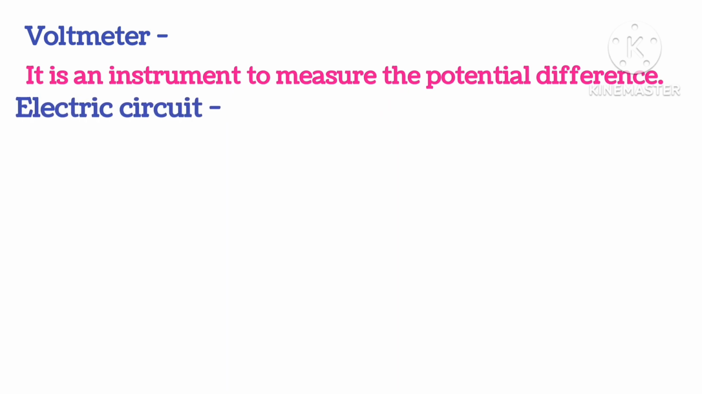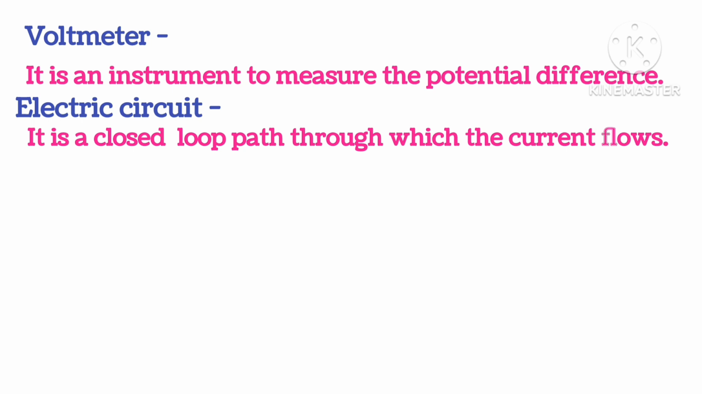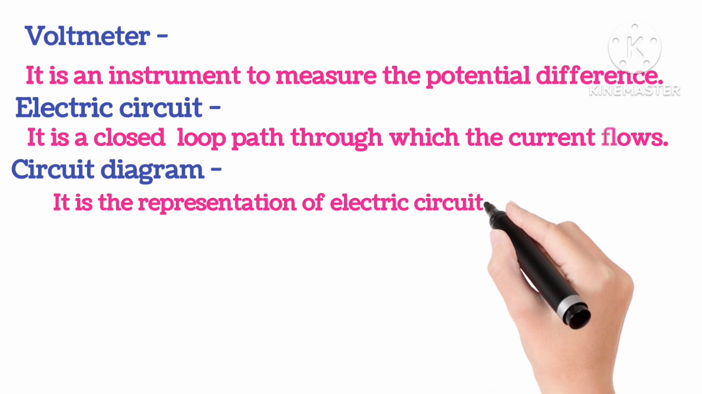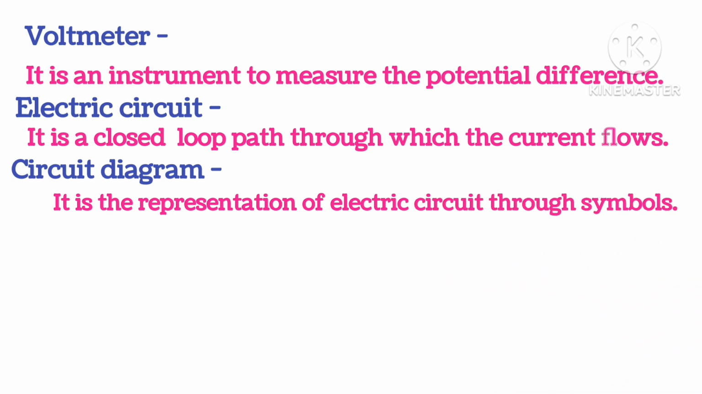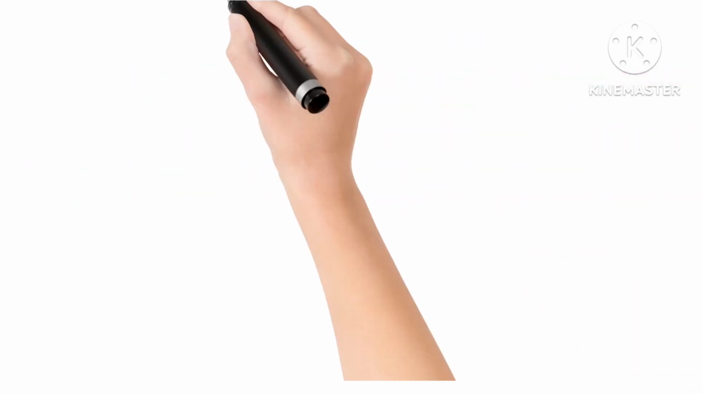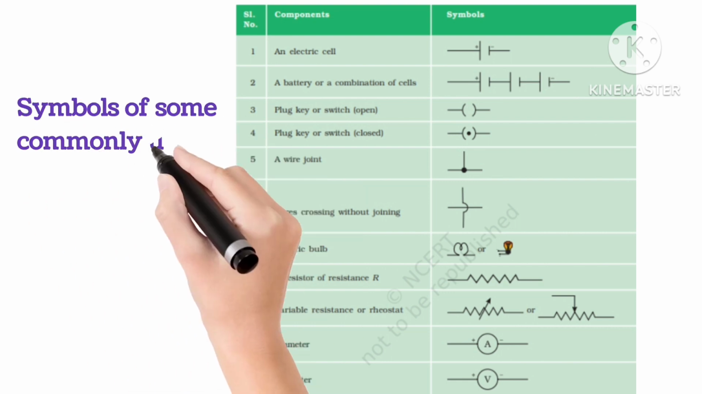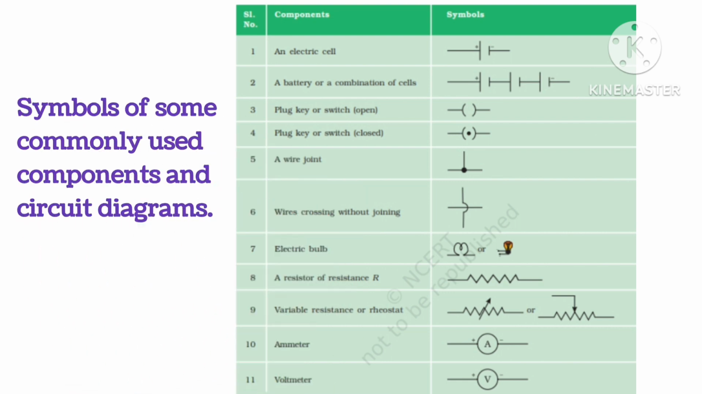Electric circuit. It is a closed loop path through which current flows. Circuit diagram. It is the representation of an electric circuit through symbols, as you can see in the picture. These are the symbols of some commonly used components in a circuit diagram. You can pause the video to see it.